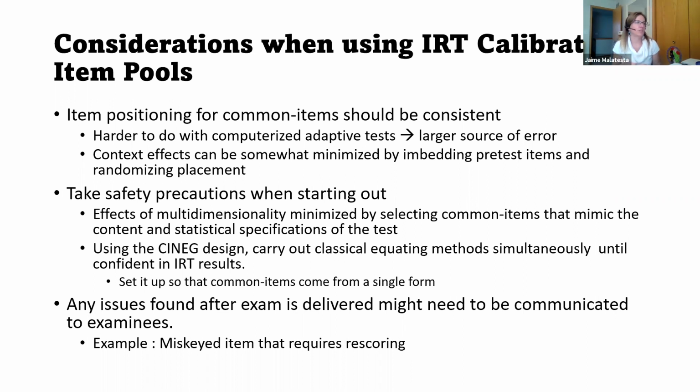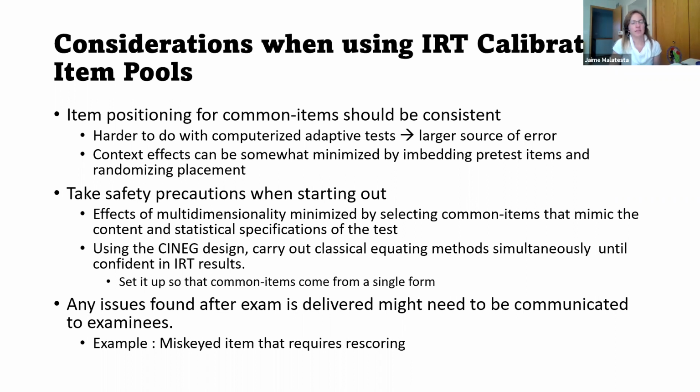It's harder to do with computerized adaptive tests because they are adaptive to match candidates' ability levels. And so a lot of times, I think in a CAT context, these positioning rules, these context effects might be more pronounced and potentially lead to larger sources of error than if you had a typical linear form.